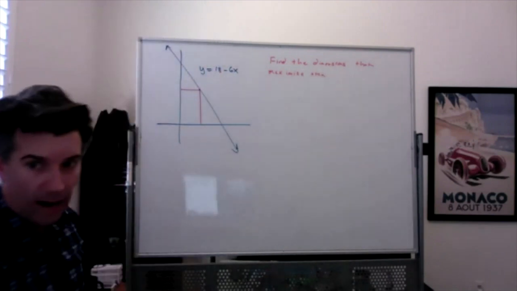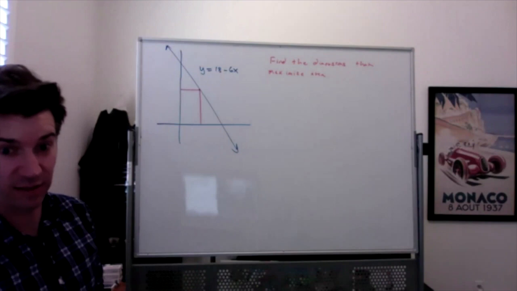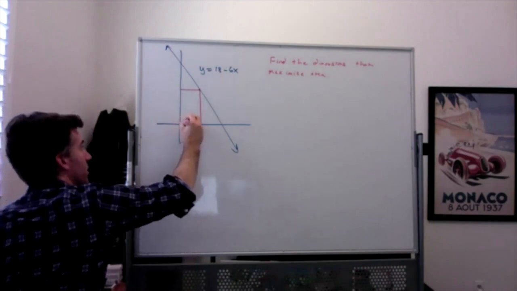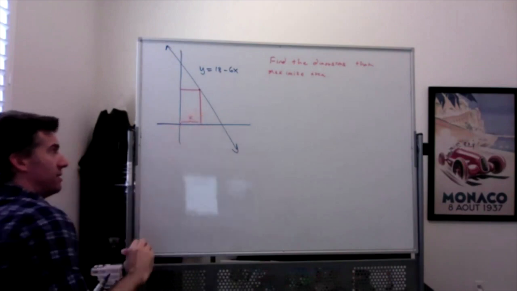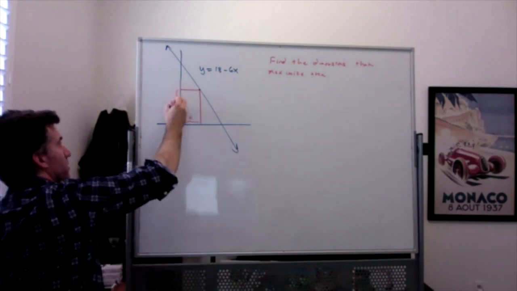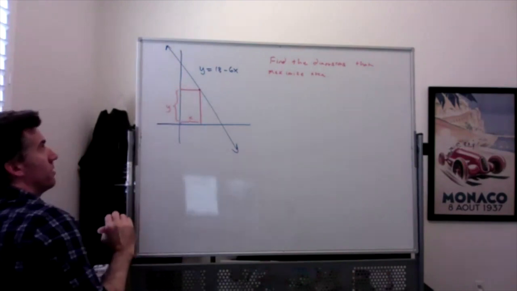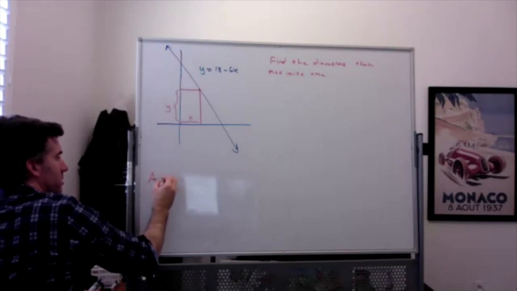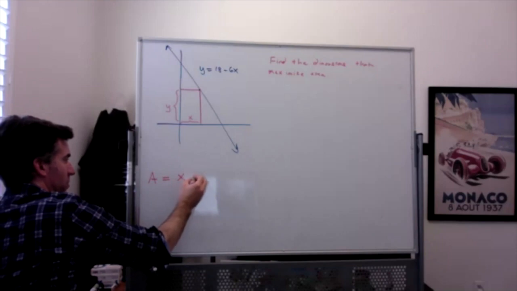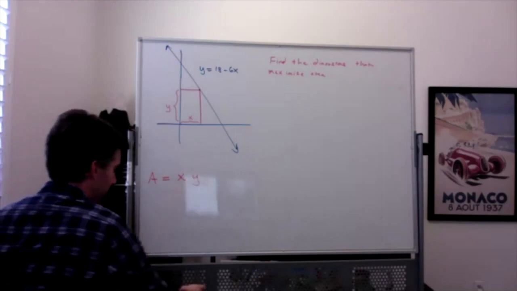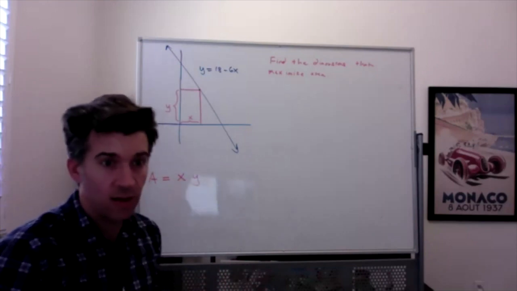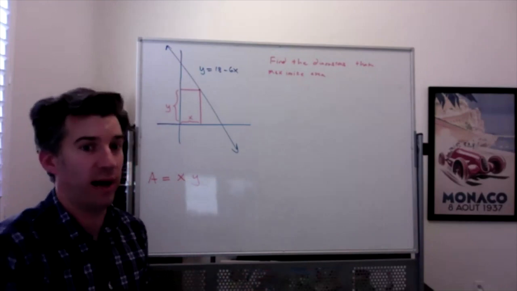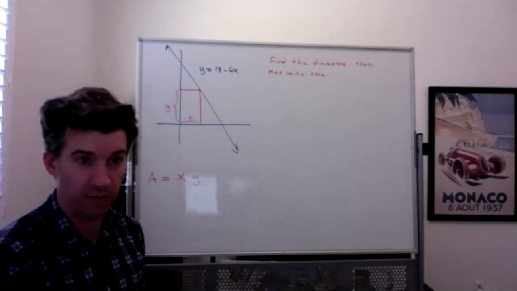So I should probably label some things. I'm going to call that side x, that side y. And the area is given by x times y. And I really want to emphasize here that we're being asked to figure out what values for x and y are going to give us the most area.